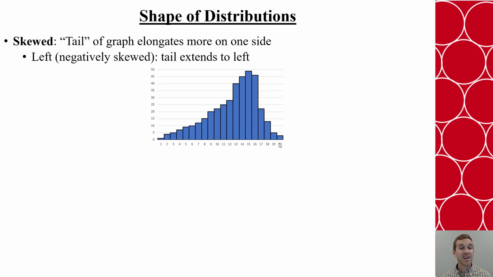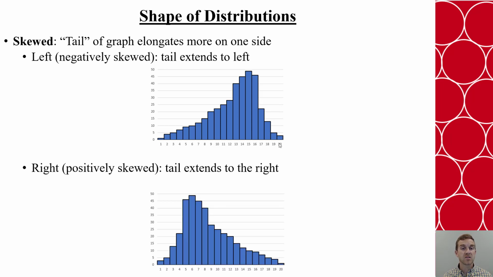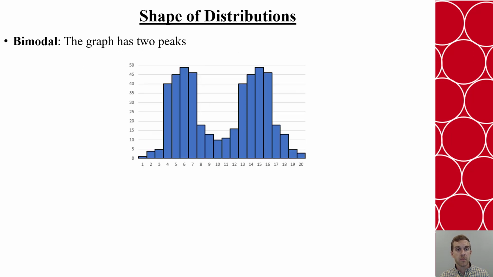We can have a negatively skewed distribution where the tail is on the left, so it's extending to the numbers on the left, whereas a positively skewed tail extends to the right. And you think about positive and negative, where's the tail going? With a negative, the tail is going towards the negative numbers. With a positive, the tail is going towards larger positive numbers. So it's all about the tail of the graph.